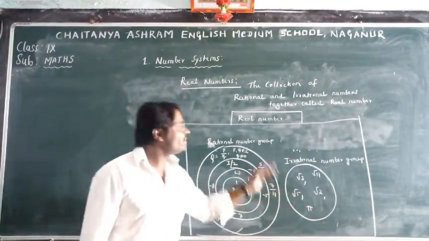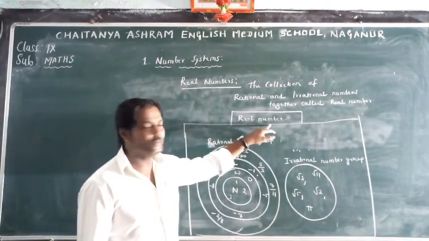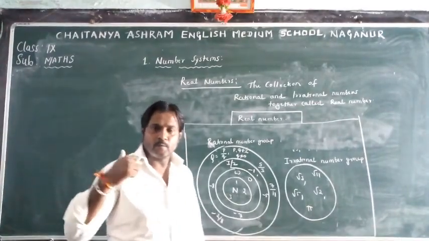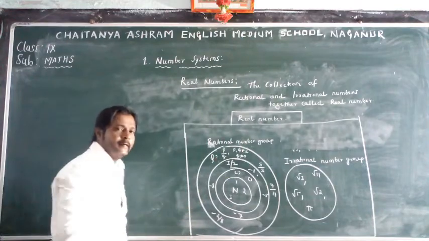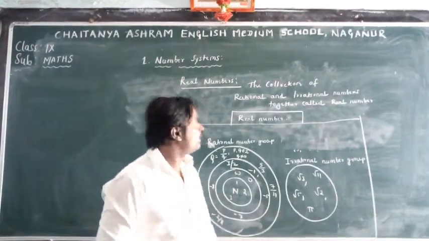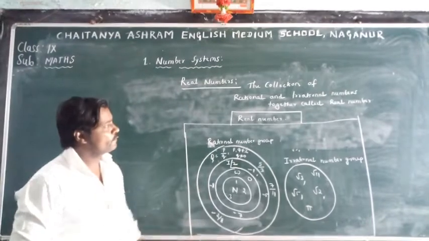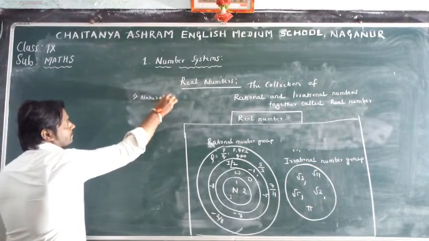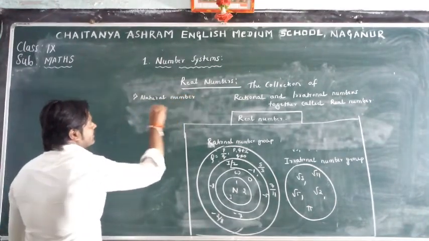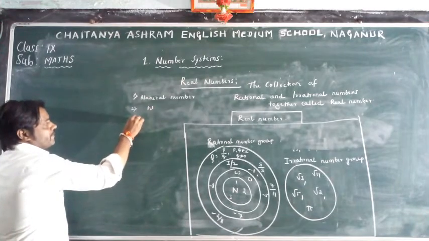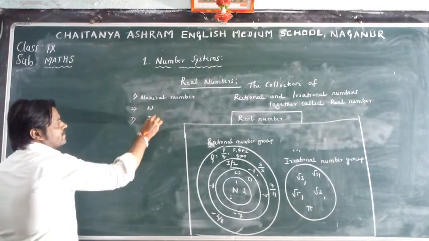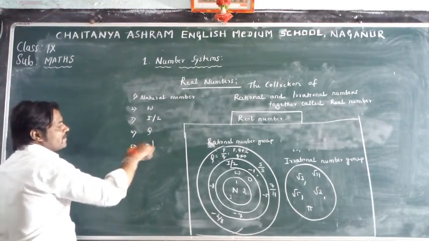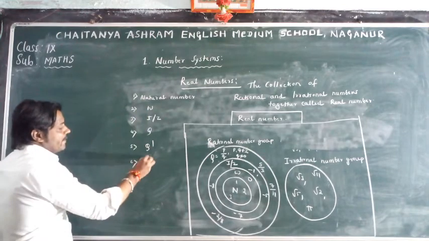So what is the name of this new set? This collection is real numbers. Understood, dear children? So from the beginning to here we learned the 5 sets or 5 types of number systems. Those are natural numbers, then whole numbers, then integers, then rational numbers, then irrational numbers, and the last one is real numbers.